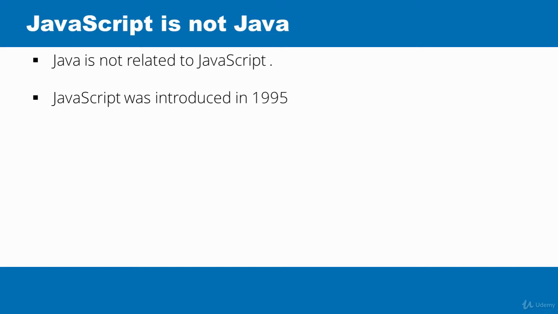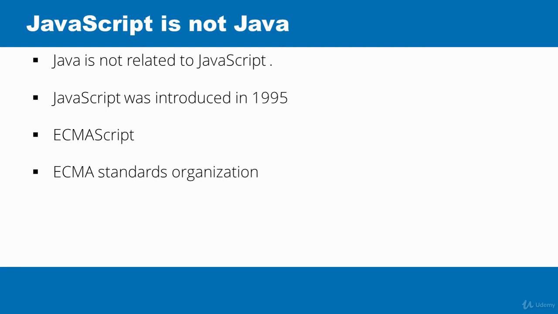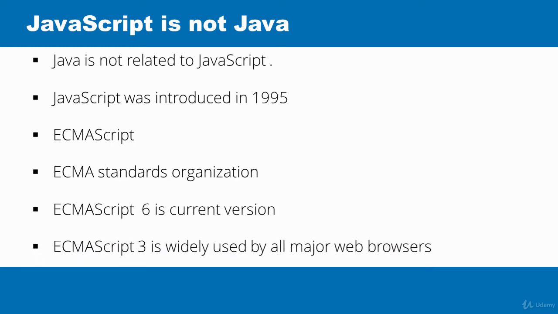The real name for JavaScript is ECMAScript, which was named after the ECMA organization that is responsible for the language standard. There have been several versions of ECMAScript. The most recent version is version 6, which is not yet adopted by all major web browsers. Version 3 is what is currently adopted by all major web browsers.